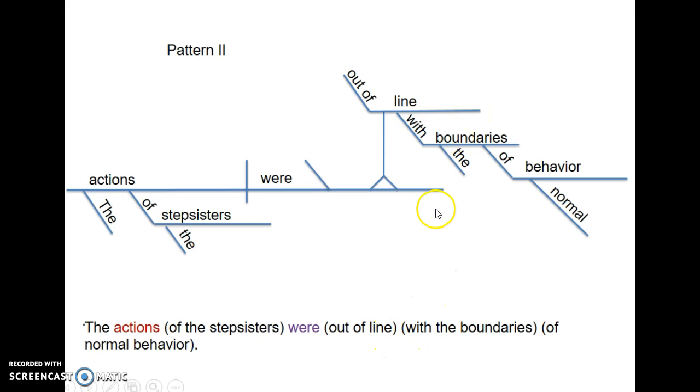With boundaries is modifying line. How were they out of line, or what were they out of line with? And that's with boundaries. So that prepositional phrase is dependent, modifying that noun line. And then what boundaries are we talking about? We're talking about the boundaries of normal behavior. So again, preposition on the slant, noun on the horizontal, and the modifier below.